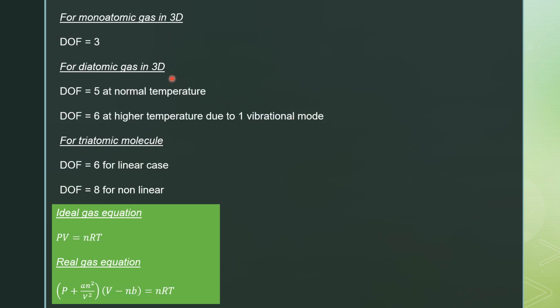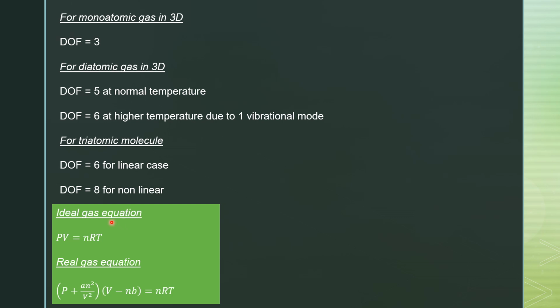Then for monoatomic gas in 3D, the degree of freedom is 3. For diatomic gas in 3D, the degree of freedom is 5 at normal temperature and it's 6 at higher temperature due to one vibrational mode. And for triatomic molecule, degree of freedom is 6 for the linear case, that is, it acts like a diatomic case, and degree of freedom is 8 for non-linear case.